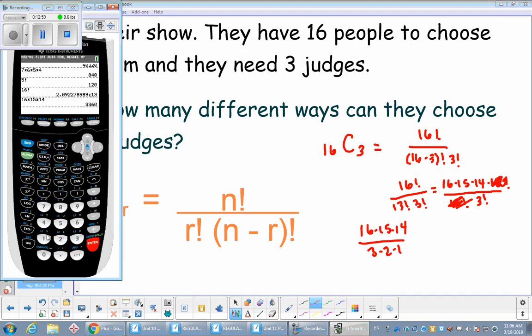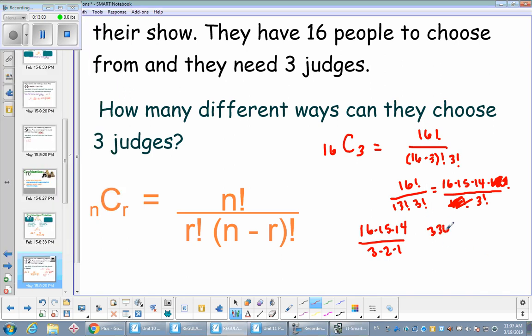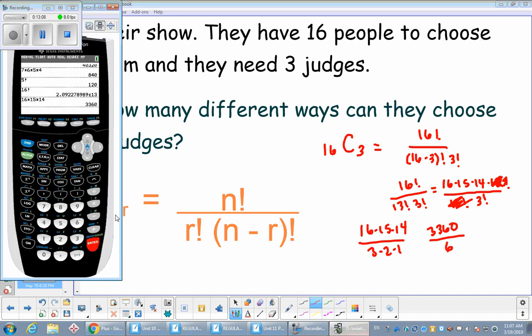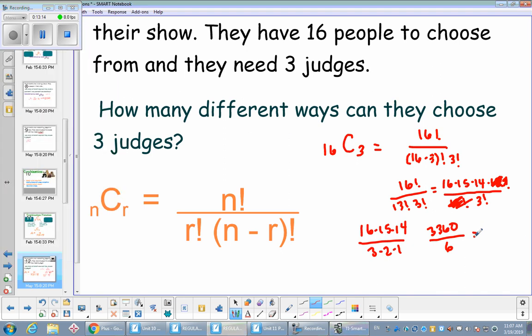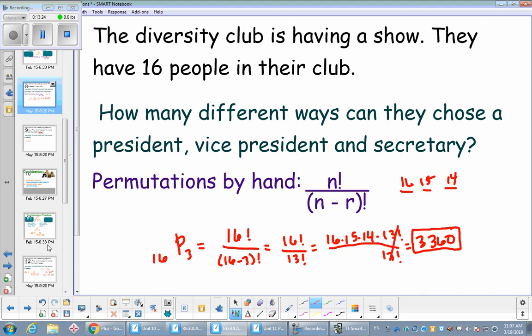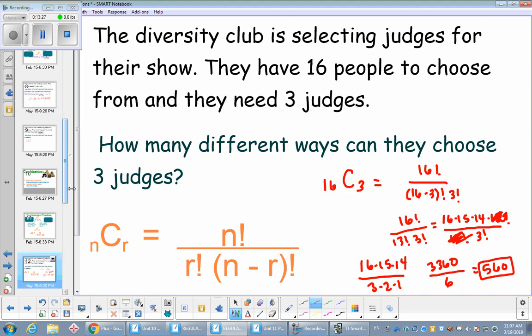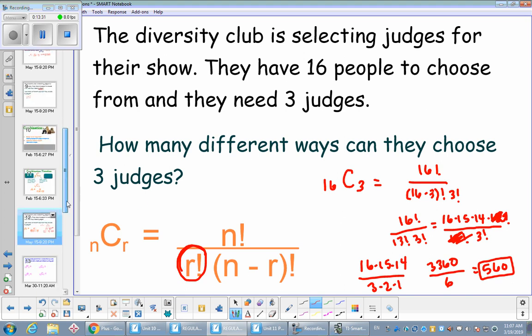Just going to calculate that. 16, 15, 14, remember, is 3360. 3 times 2 times 1 is 6. So I'm just going to calculate 3360 divided by 6. And there's only 560 different ways for me to do a combination versus the permutation was 3,360. So combinations are smaller because you always have this extra r factorial. You are dividing out the repeats, right?